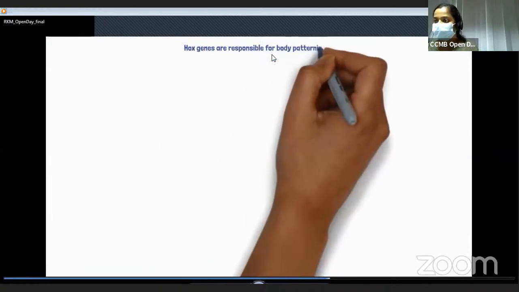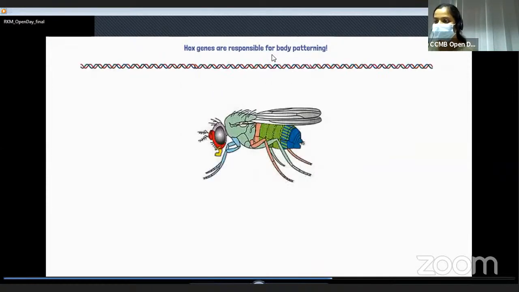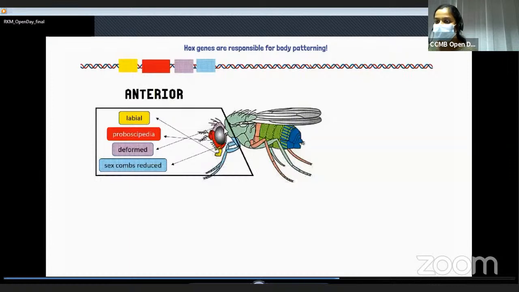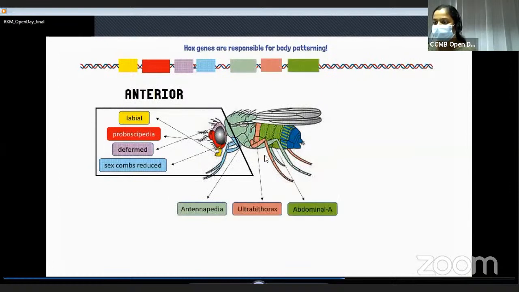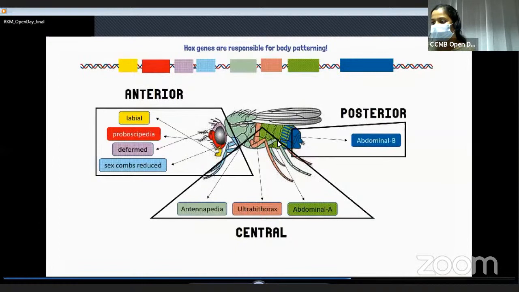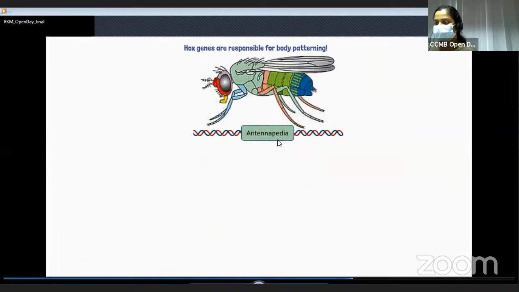Hox genes are responsible for body patterning. Hox genes were first discovered in Drosophila. There are several genes that are responsible for making the mouth parts and the head and contribute to the anterior part of the fly. There are specific genes that are required for forming the legs and the wings and are essential for the formation of the central region of the fly. There is a gene which is responsible for formation of the posterior region of the fly.